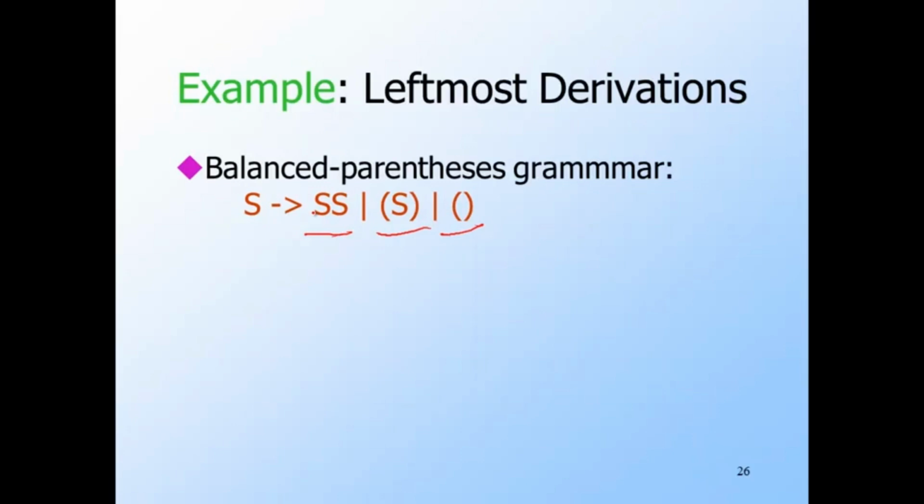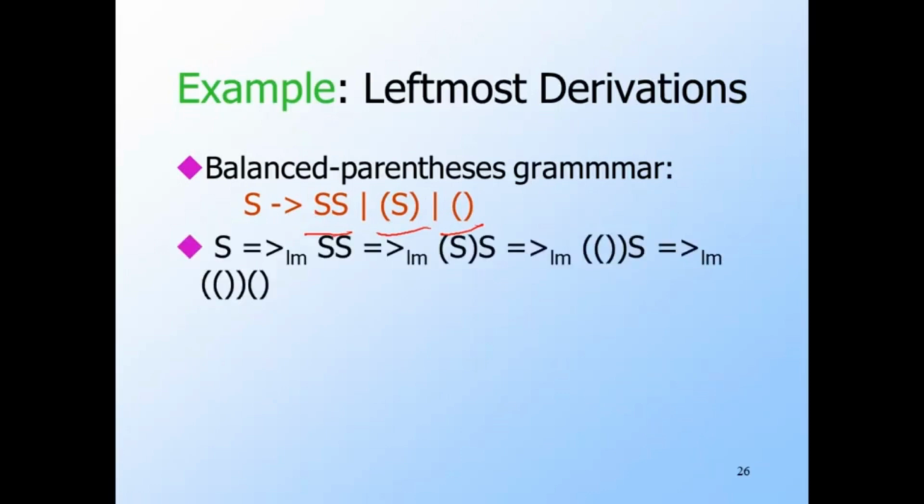We need to prove that every string of balanced parentheses can be generated by this grammar. The proof is not too hard, but we're not going to do it here. Here's an example of a leftmost derivation. We start with just S, so that is the leftmost variable.